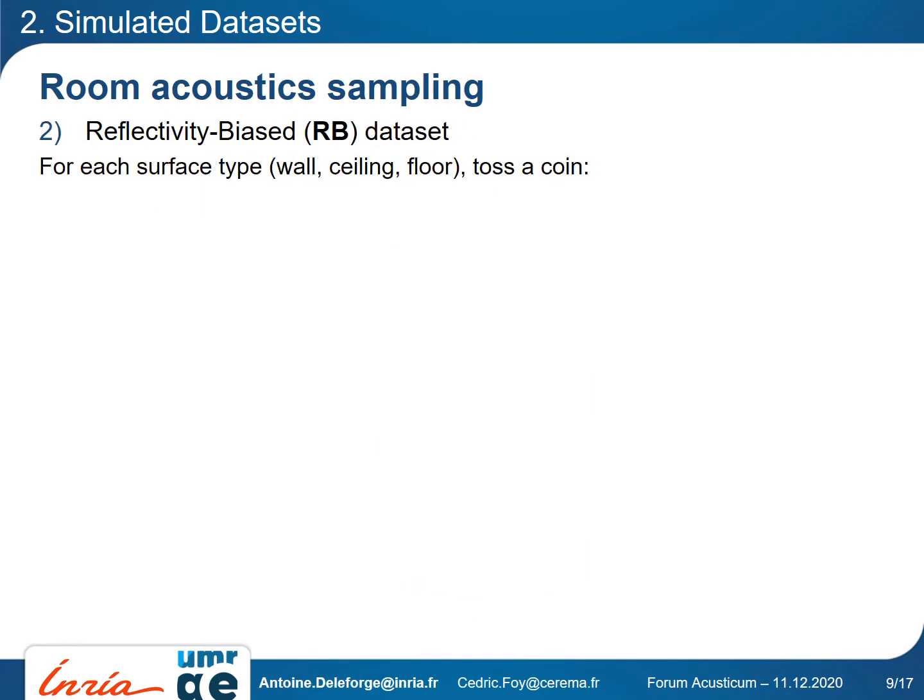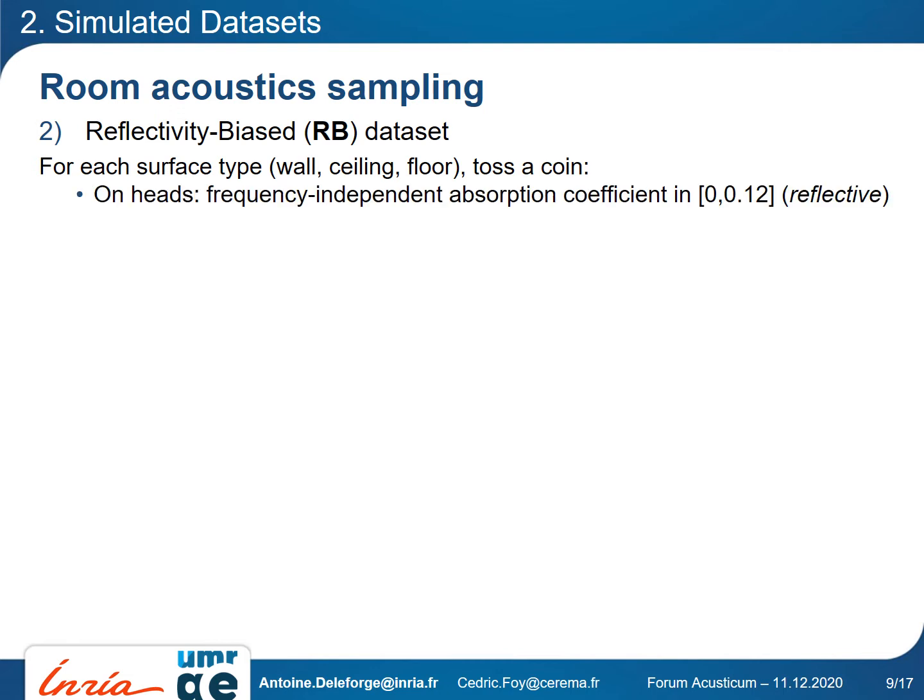To correct this effect, we designed what we call the reflectivity biased dataset. The idea is the following. For each surface type, wall, ceiling or floor, we toss a coin. On heads, we draw a single frequency-independent absorption coefficient between 0 and 0.12. This is meant to emulate a typical flat reflective surface made of bricks or tiles or concrete, for example. On tails, we draw a random absorption profile inside a predefined frequency-dependent range to emulate an acoustically treated surface.